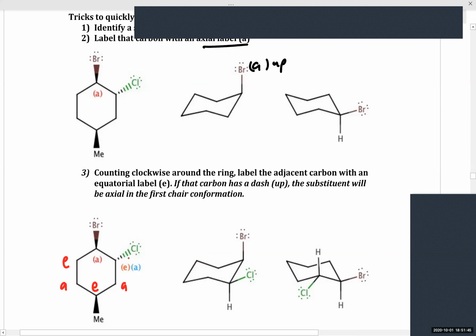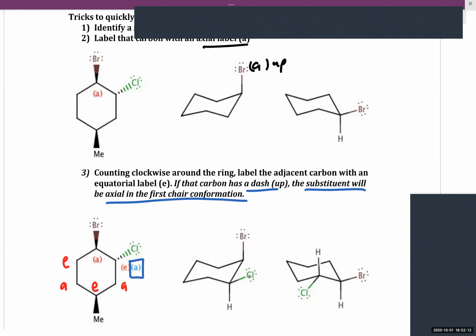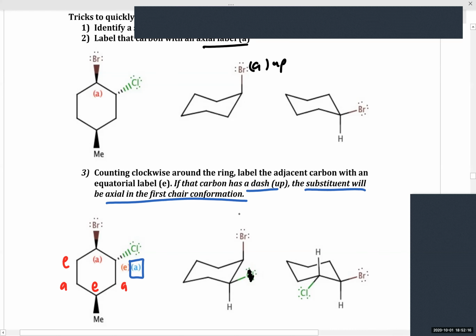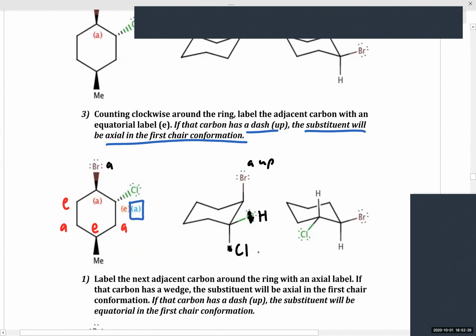However, because our substituent has a dash, we instead use the opposite label. So if the carbon has a dash, the substituent will be axial rather than equatorial in our first chair conformation. So from this, if our first bromine is axial pointing up, rather than having our chlorine in the equatorial position, our chlorine is instead in the axial position, this time pointing down. Does everyone see the change that happens when we have a dash substituent?